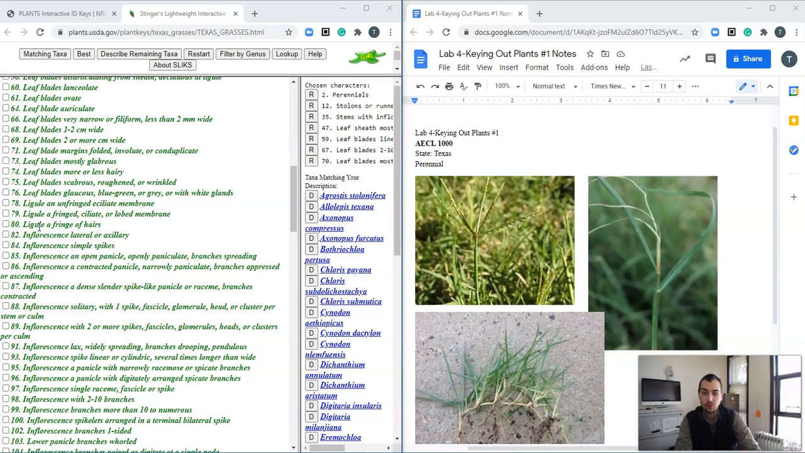And furthermore, like I said, it's kind of hairy right there. It's actually a fringe of hairs. So we can say that this ligule is a fringe of hairs. So I'm going to go ahead and select probably a couple more characteristics about this plant.